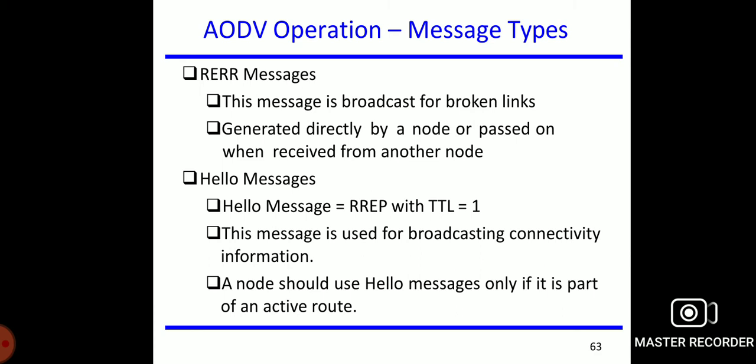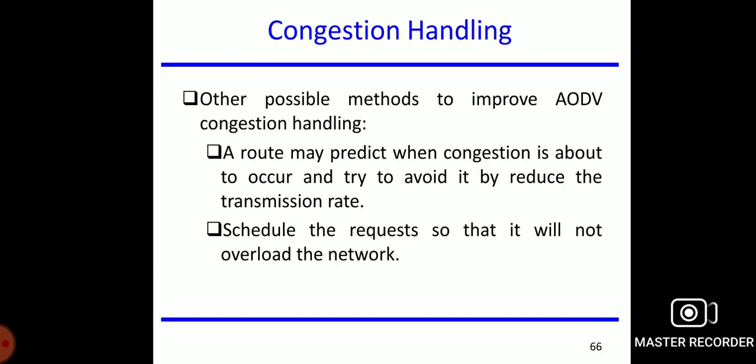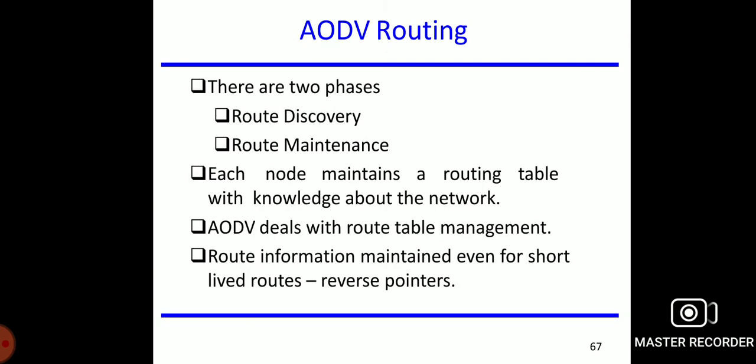Now we can move to the AODV routing. There are two phases of routing: number one, route discovery, and number two, route maintenance. In route discovery, each node maintains a routing table with knowledge about the network, and it also deals with the routing table management, that is maintenance. So the route information is maintained even for short lived routes with reverse pointers.